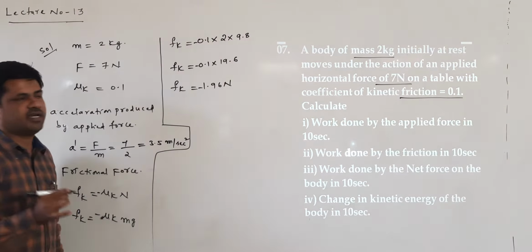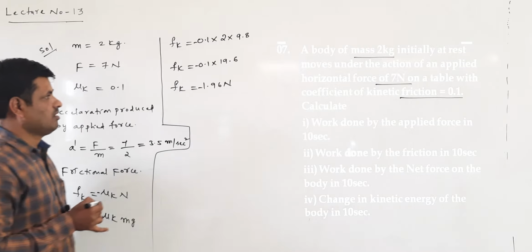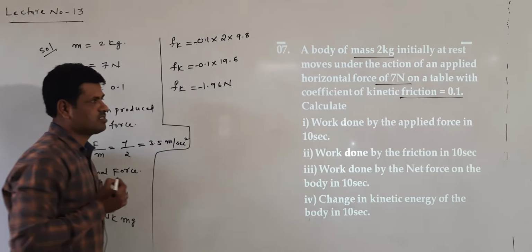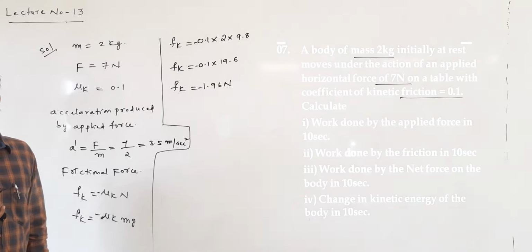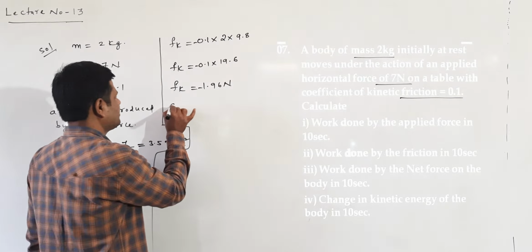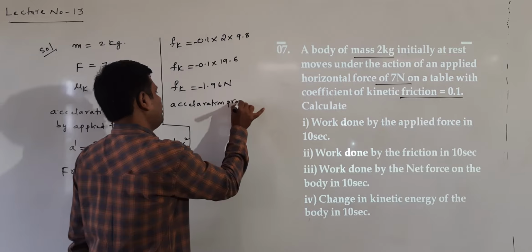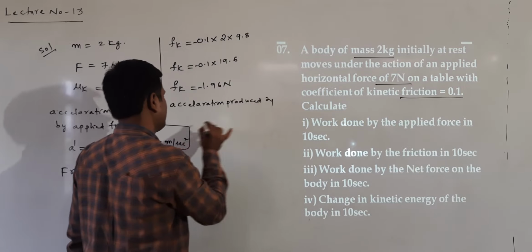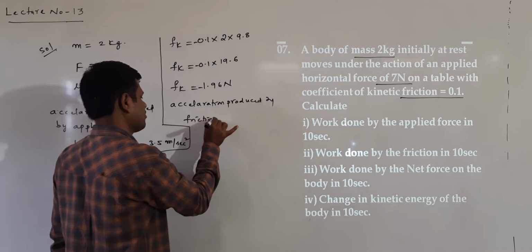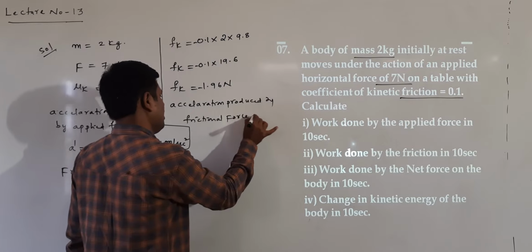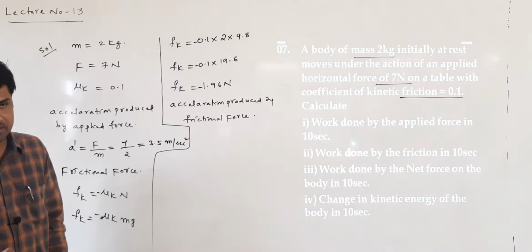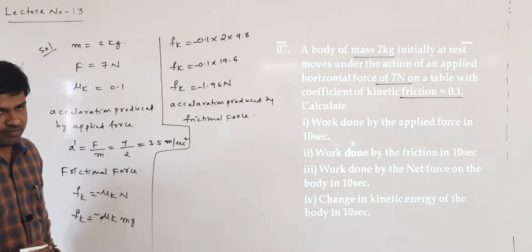That's the reason I am considering it as a minus. Don't confuse. Now F is equal to minus 1.96 newtons. Now find the acceleration produced by frictional force, or acceleration due to frictional force. This is acceleration due to applied force.